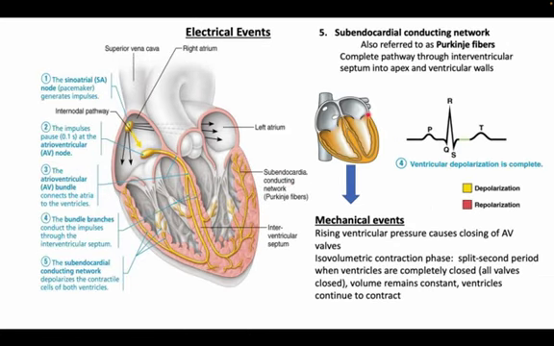When the impulse flows into the side walls over here, into the subendocardial conducting network or the Purkinje fibers on both sides of the ventricles, right and left, basically all these myocardial walls, this is when we finish the depolarization. So if we finish the depolarization, then we also finish which mechanical event? Is it systole or diastole? Systole. That means the ventricle's contraction is almost done, right?